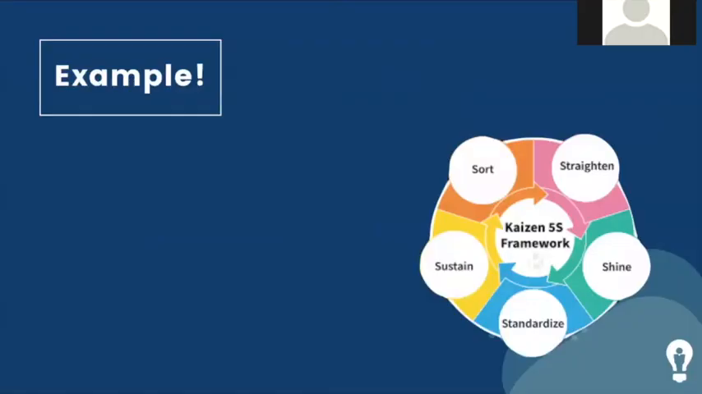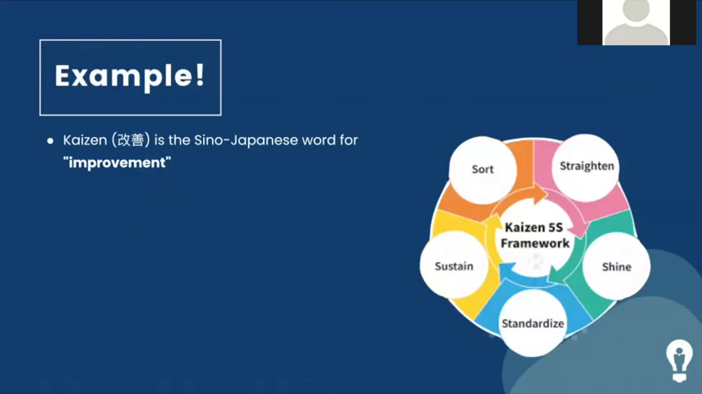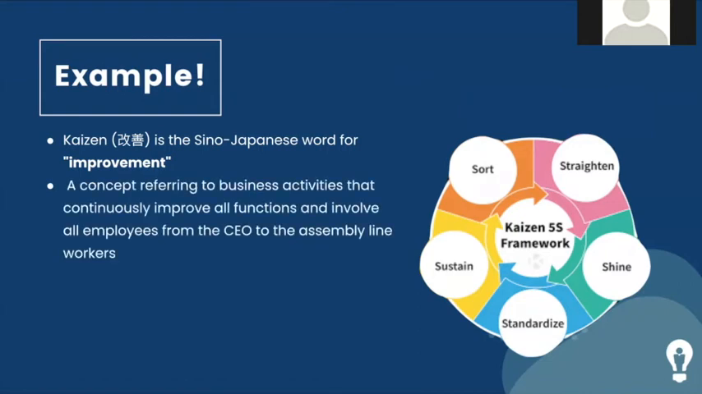So for TQM, there is an example that we are providing, that is Kaizen. So what really is Kaizen? Kaizen is a Japanese term meaning change for the better or continuous improvement. It is a Japanese business philosophy regarding the process that continuously improves operations and involves all employees. Kaizen sees improvement in productivity as a gradual and methodical process.